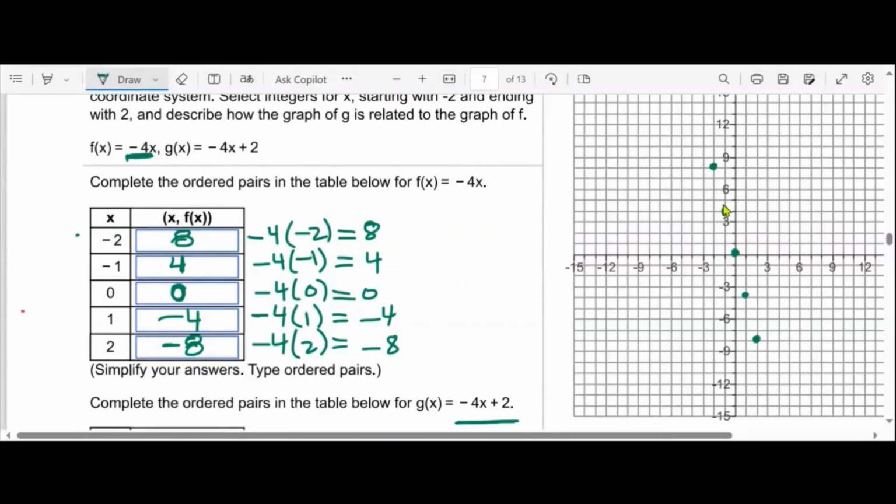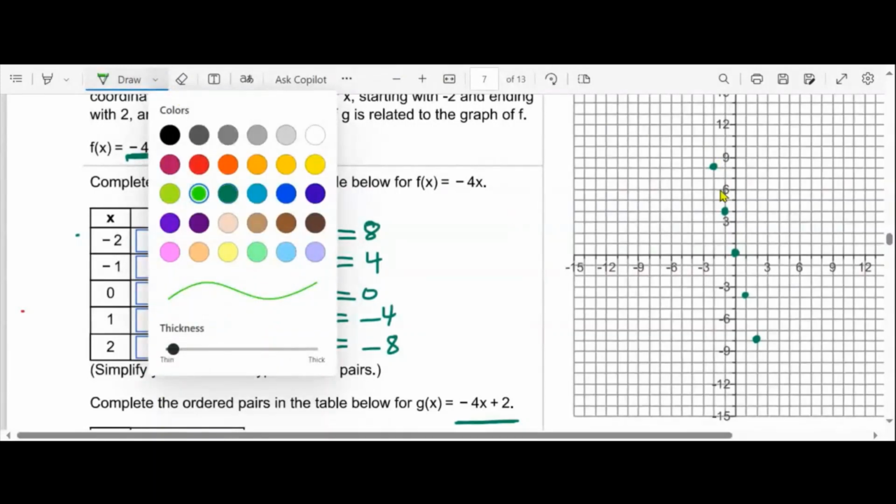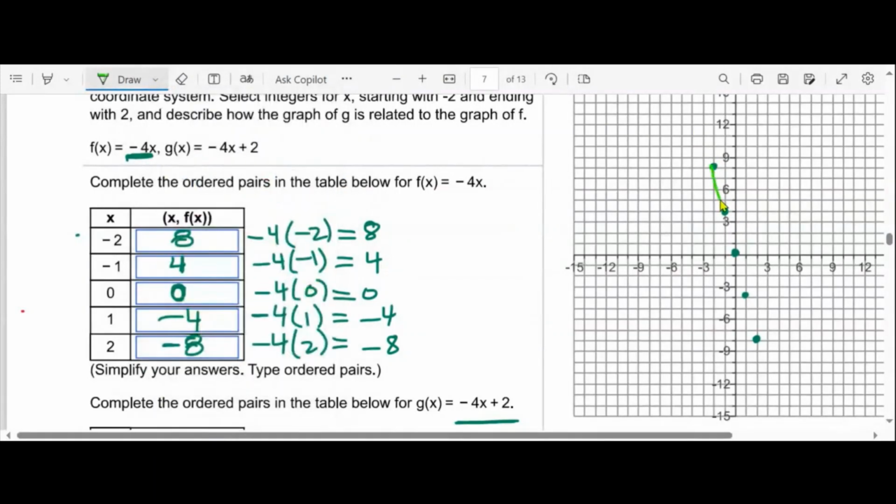So you can see here, this is what line? It's a straight line, correct? Yes. That represents negative 4x. Now let's go to the second one.